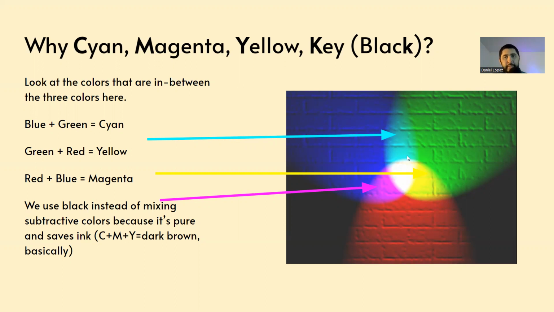Also, fun fact, it depends on who you ask, but the K in CMYK stands for either key or black. So key meaning it's basically an anchor, here's a key, or it could just mean black, right? So that's what that means.